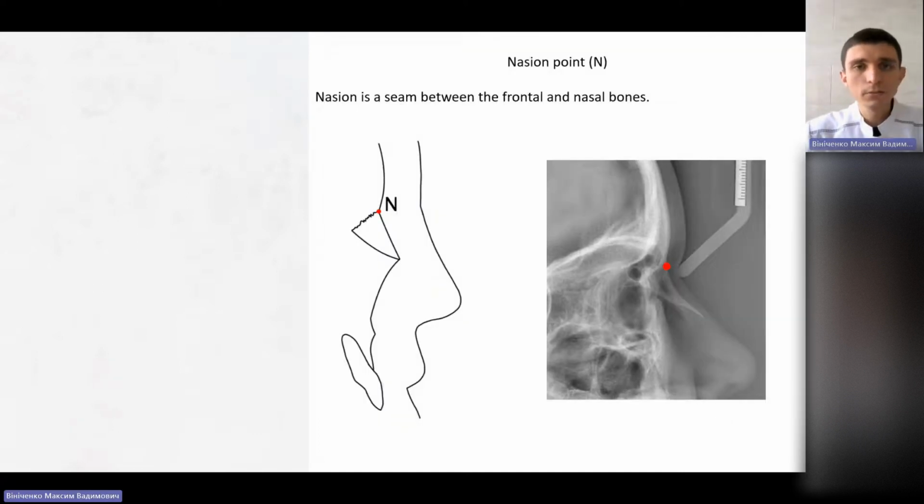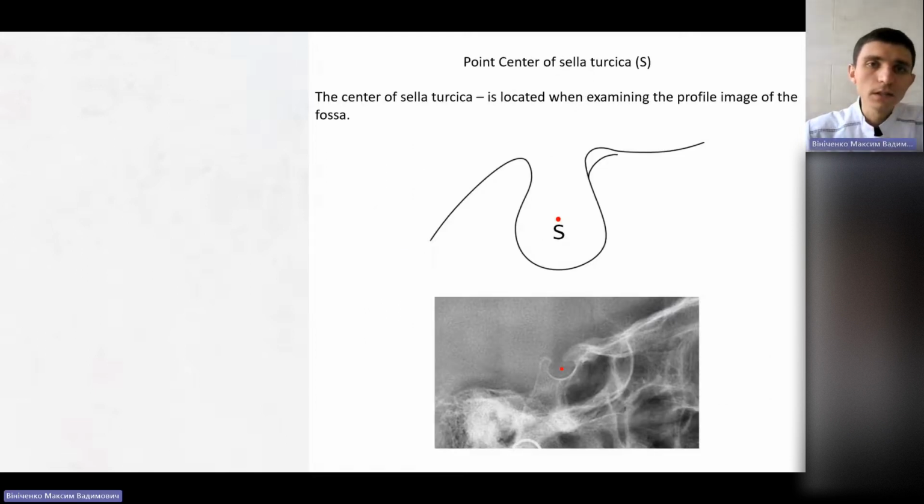There is a dot, the nasion point. Nasion is a seam between the frontal and basal bone. So if we see there is a nasal bone, there is a frontal bone, and here we make our dot. It is called the nasion point. And the point center of sella turcica. The center of sella turcica is located when examining the profile image of the fossa. So it's on this fossa, and in the center, it is the point of center of sella turcica.